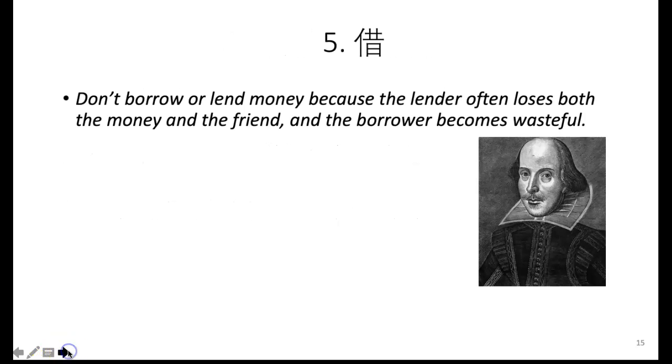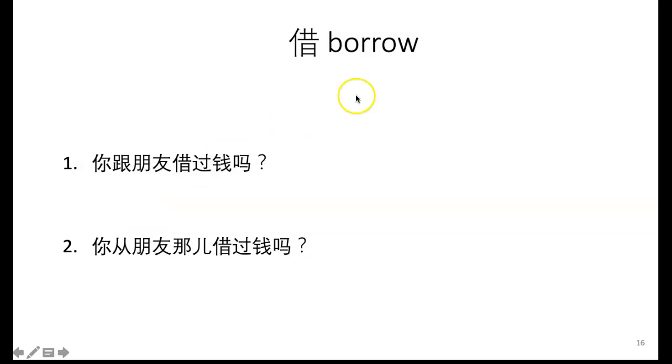好, the last one has something to do with money. So in English, you got two verbs, borrow and lend. Okay? However, in Chinese, we only have one verb, 借. So we use one verb 借 to express the equivalent of borrow or lend. How do we do that?